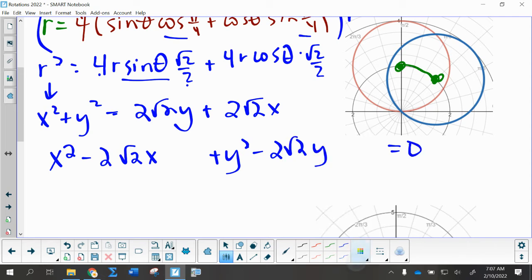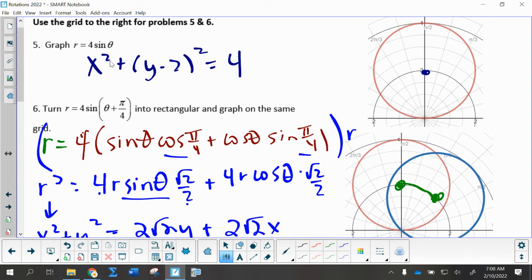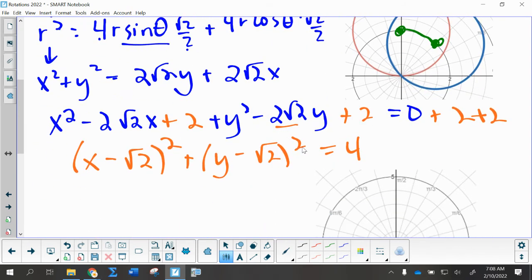And I'm going to complete this square. I'm taking half of 2 root 2, which is root 2. Root 2 squared is 2, so plus 2, plus 2. Half again of 2 root 2 is root 2, squared is 2. Add it to both sides. I get 4. That 4 shouldn't be a surprise. You shouldn't even have to worry about that because the original circle's radius was 4. So our new circle is going to have a radius of 4.